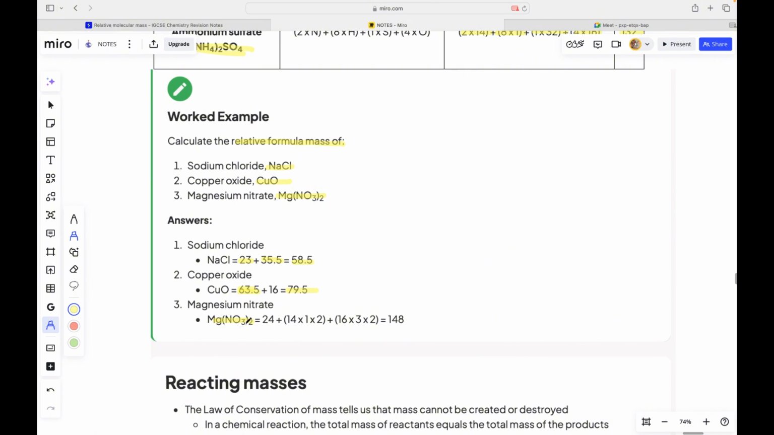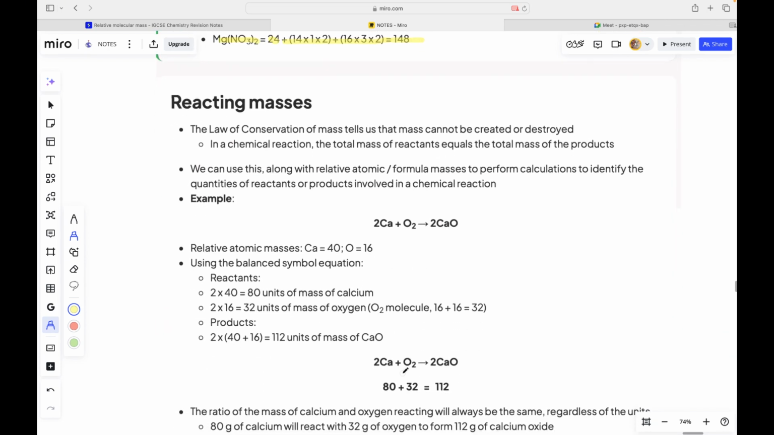Magnesium is 24, so we just write 24 plus. Now for this inside the bracket, this 2 outside is to multiply this nitrogen. So we now have N2. So whatever nitrogen is, we multiply it by 2. So nitrogen 40 times 1 times 2. Because of these 2, just say 40 times 2. And then for oxygen is 60. 60 times 3 times 2, or you just say 60 times 6. So everything add together, we get 146 for this. Okay? So this is how this is obtained.